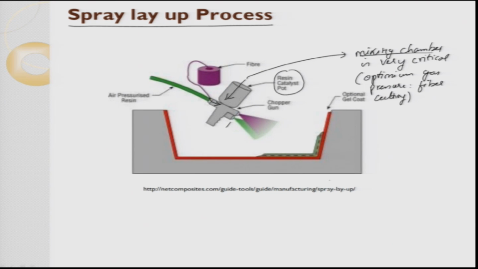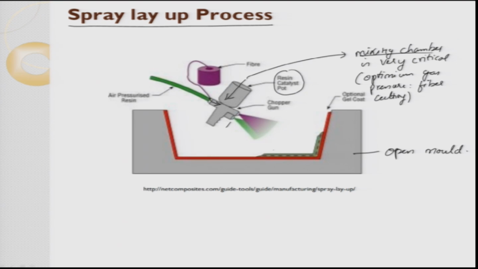Here the process is the same. It is an open mold, and this open mold is given a gel coating. As I told, this gel coating acts in between the product and the mold. This gel coating will exist in the final product. Then we spray the part.